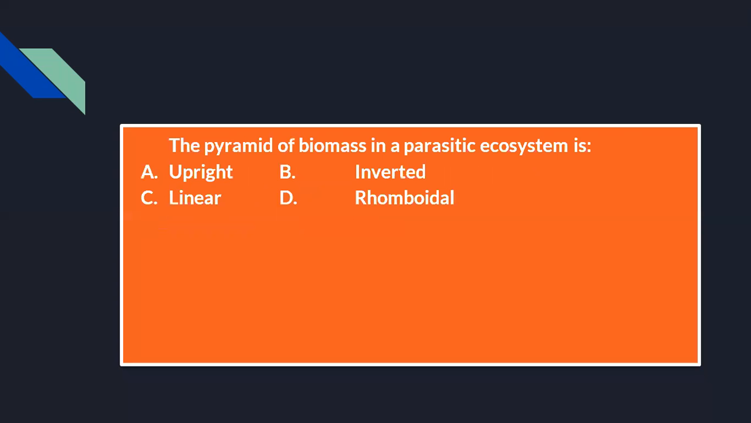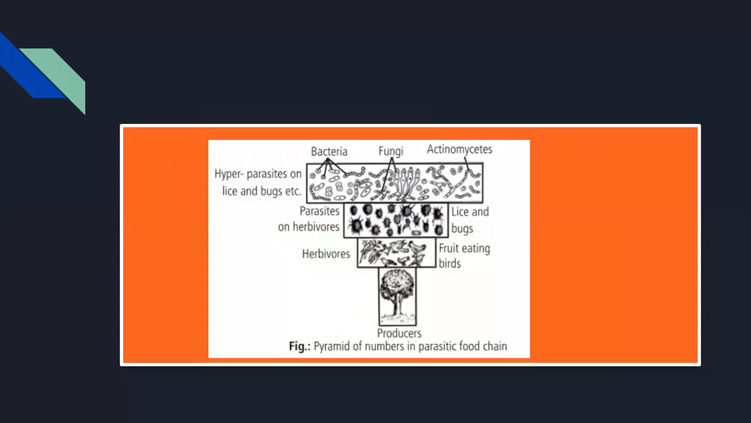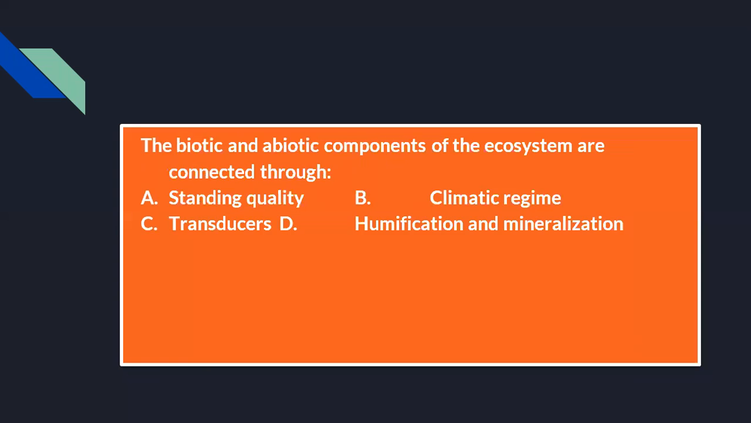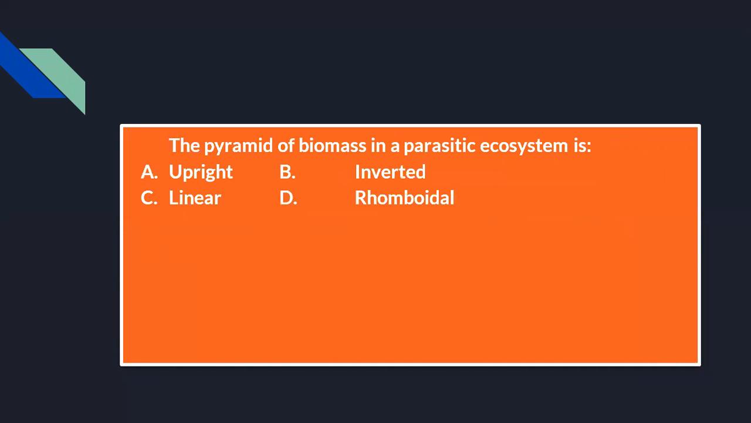Next question, the pyramid of biomass in a parasitic ecosystem is option A, upright, option B, inverted, option C, linear, option D, rhomboidal. So last class, if you can recall that we are talking about parasitic ecosystem, moral of the query issue, diagram two, then you can remember this one, right? This is the parasite ecosystem we have discussed in the last class. Now question to ki hudise, ecological pyramid jitu pyramid of biomass hobo parasitic ecosystem etu ki hobo, obviously etu hobo upright, option A is the correct answer.